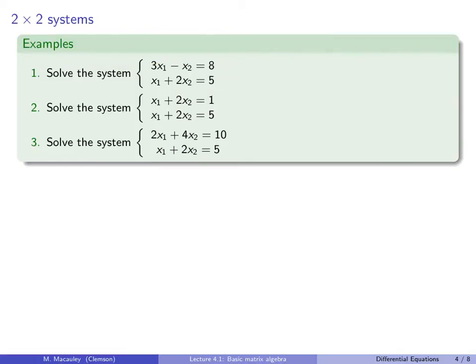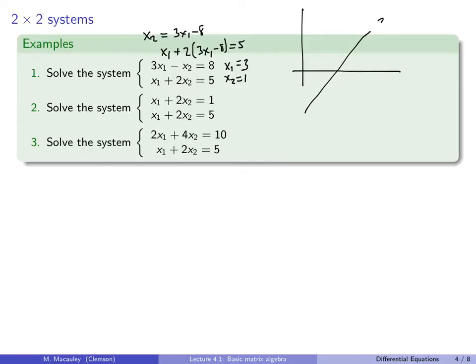Okay, so here are three examples of systems, things that you probably learned how to solve in junior high. Let's go over how to do these quickly. I know it's something you know, but I just want to review what sort of things you can get from a system. So this first one, if I were to ask you to solve, you would probably say x2 equals 3x1 minus 8, and then you would plug that into the second equation, and you would say x1 plus 2 times (3x1 minus 8) equals 5. And then it's not hard to see that x1 equals 3 and x2 equals 1.